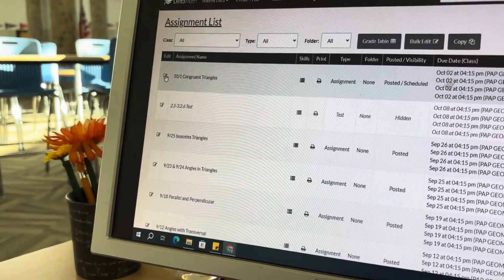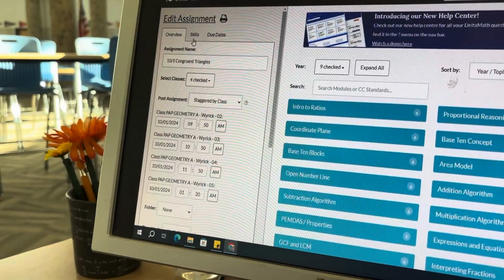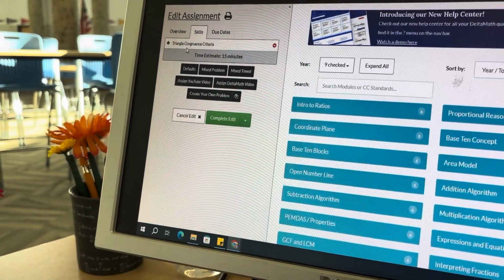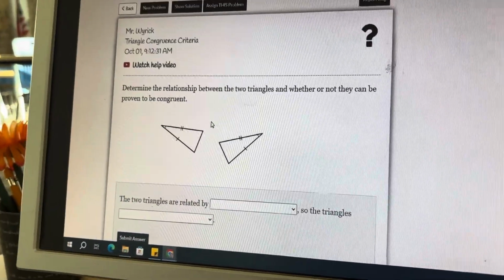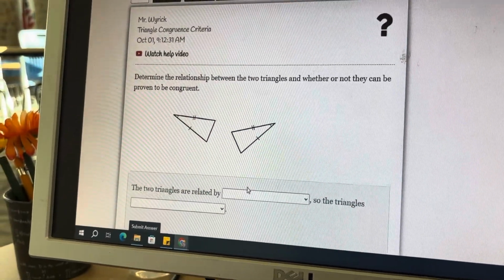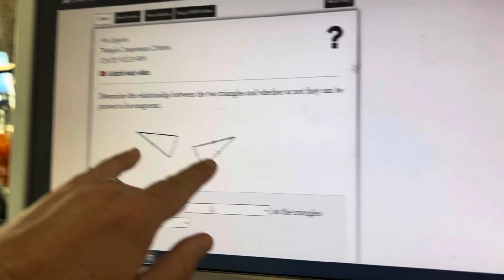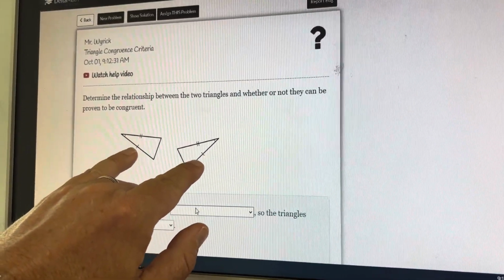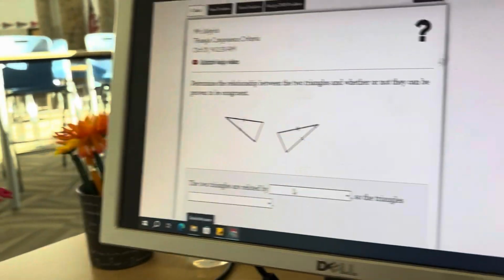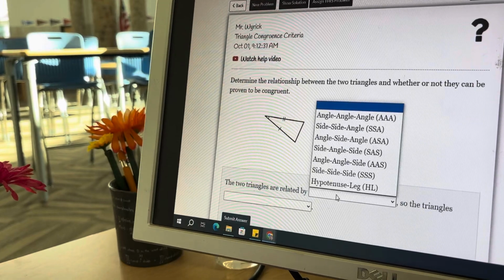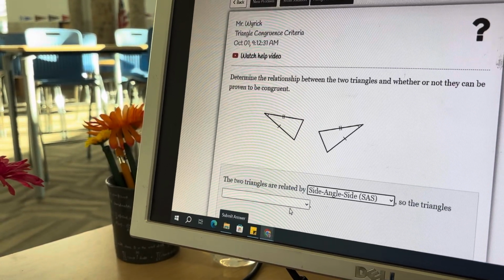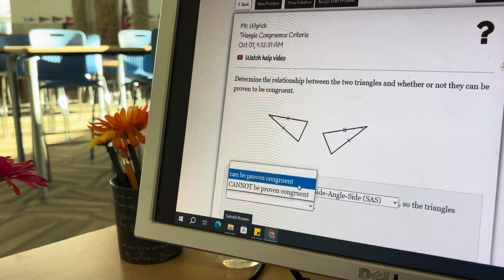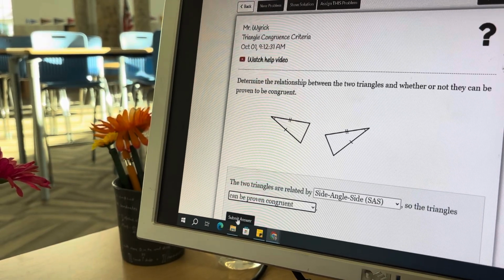So right here, the congruent triangles, and what the skills are going to look like today, it's just this one section, and it's going to say determine the relationship, say if they can be proved congruent. So on this one, I can see a side, an angle, and a side. So this one's going to be they are related by side, angle, side. It has to be in that order, so they can be proven congruent.